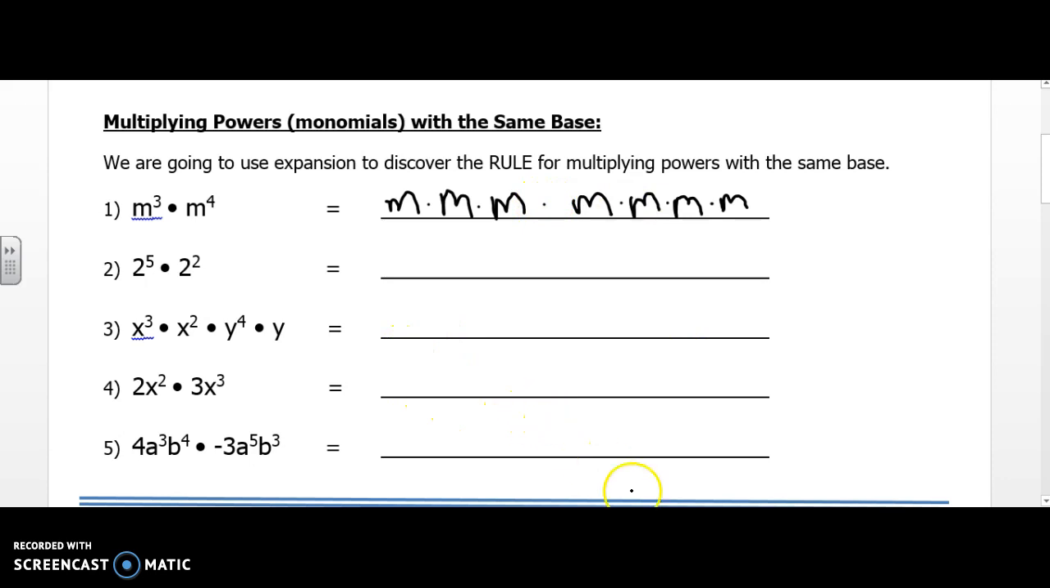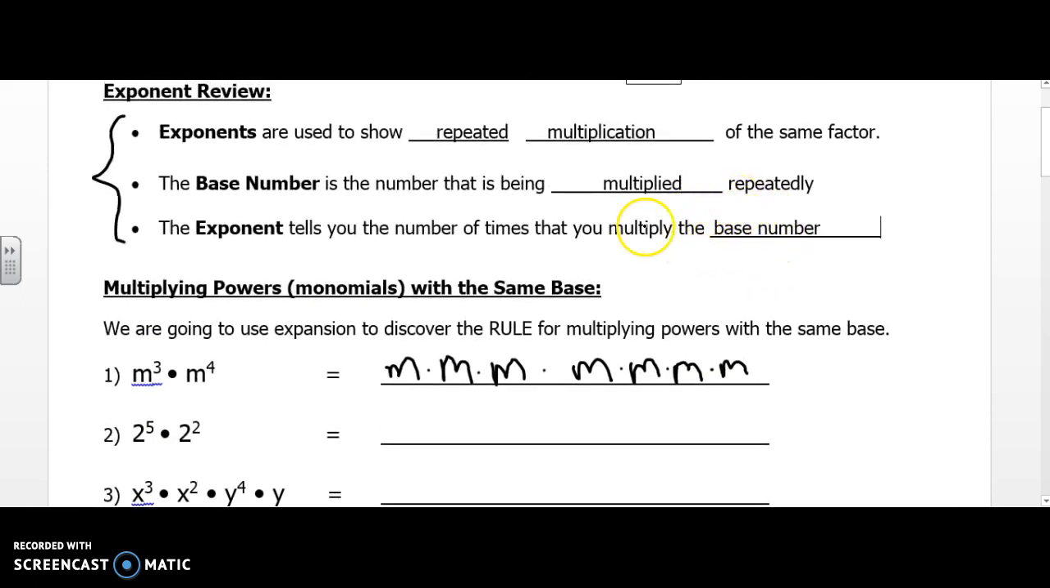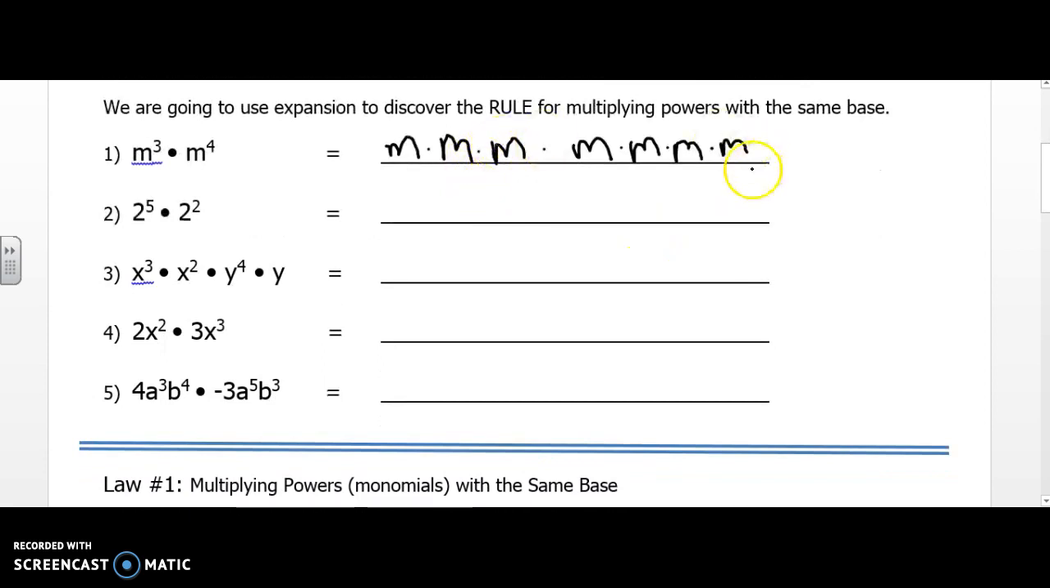Now, if I were to rewrite what this equals, I can count up how many base numbers I have, and that would tell me, based off my definitions that we wrote up here, what my exponent would be, because that's how many times we multiplied. So if you look, we have 1, 2, 3, 4, 5, 6, 7 m's. So this would equal m to the 7th.